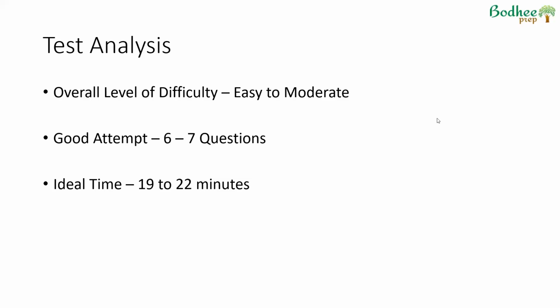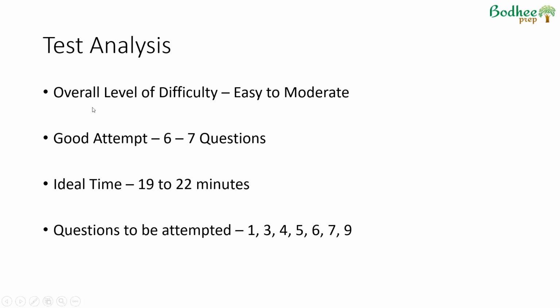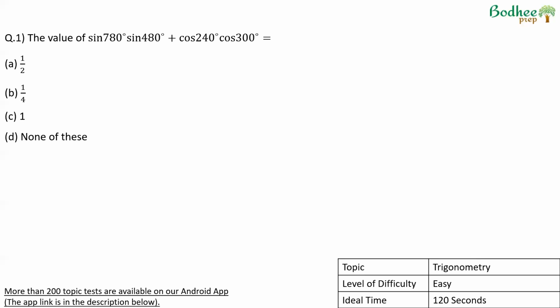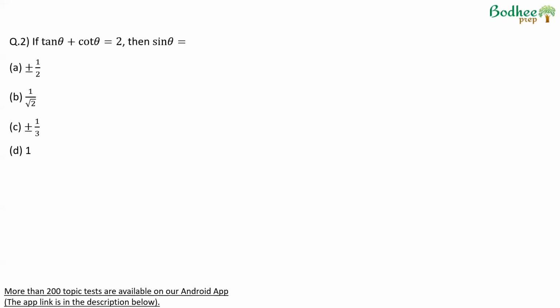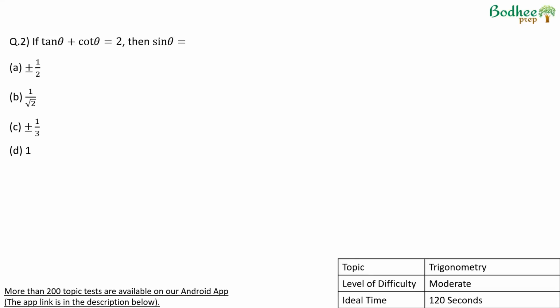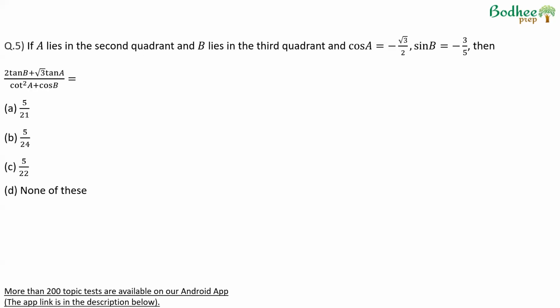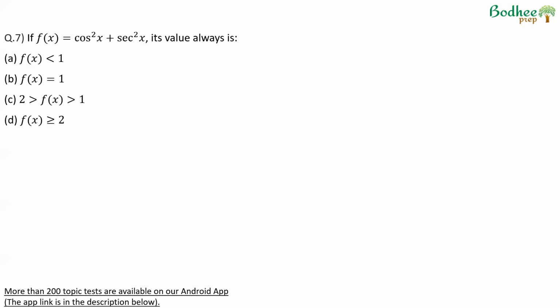If you look at the overall test, it would not be difficult to find about 6 to 7 questions in 20 minutes time. For me, my 6-7 questions would be 1, 3, 4, 5, 6, 7, 9. Which are these? Angle-based questions definitely to be attempted. Here, calculations might get a little difficult, so not considering this question. Angle-based question to be considered, angle-based question to be considered. Again, finding values of angles to be considered. Angle-based question, definitely doing it again.